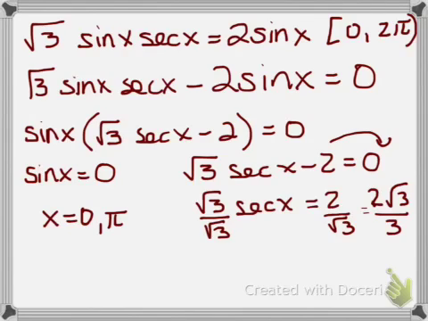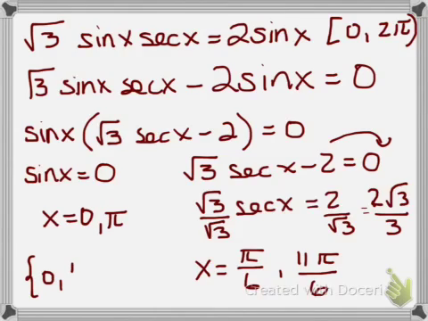So now you've got to know your common angles of 30, 60, 45 degrees. 2 square root of 3 over 3 corresponds to pi over 6 secant. So x is here pi over 6 in quadrant 1, and in quadrant 4 the answer would be 11 pi over 6. Here you go. So your angles are 0, pi over 6 in quadrant 1, then pi, and then 11 pi over 6 in quadrant 4.